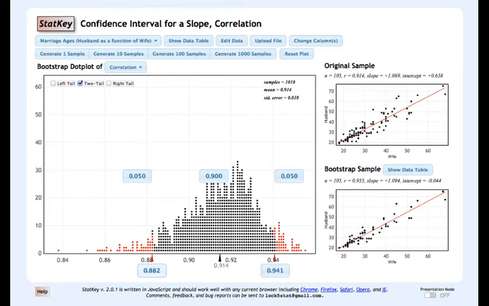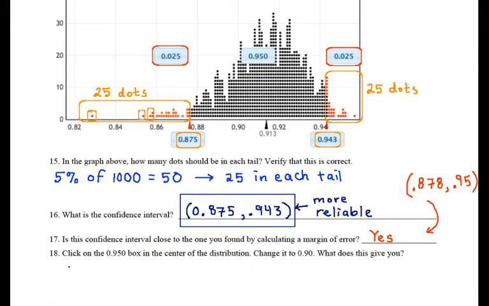This gets me an interval, in my case, from 0.882 to 0.941. Of course, yours might be a little bit different from mine. So this gets me 0.882 to 0.941, and you might already guess that what this really is, is a 90% confidence interval. So we can start to change the confidence level now that we have this percentiles method.